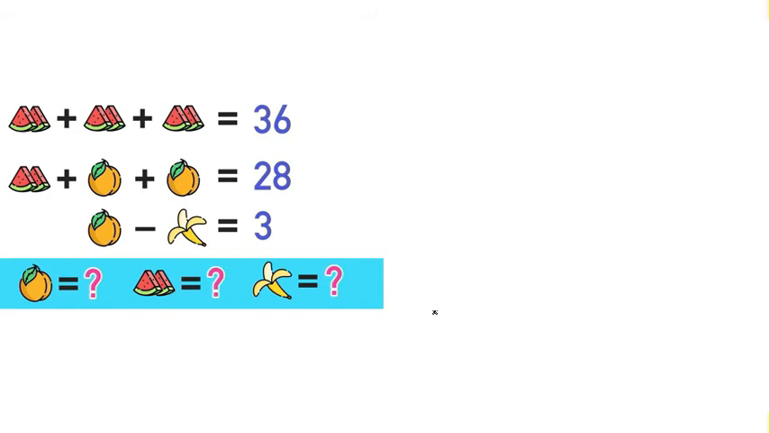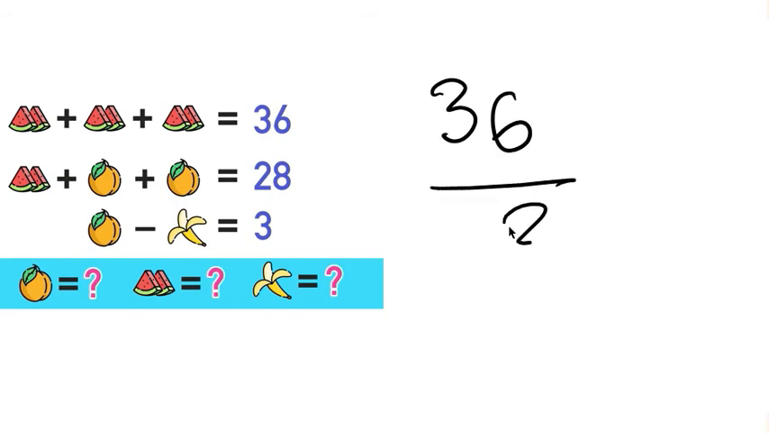Okay, the time is up. So we have the first equation, which is watermelon plus watermelon plus watermelon is equal to 36. And like our first problem, here instead of rocket, there is watermelon. So we are going to do 36 divided by 3. So 3 ones are 3, 3 twos are 6. So our answer is 12.